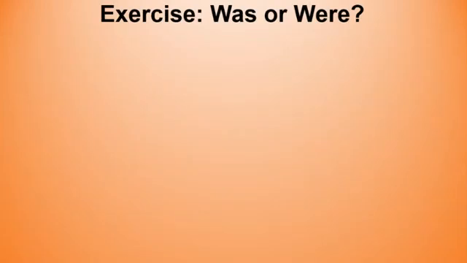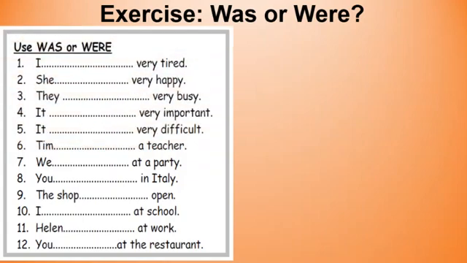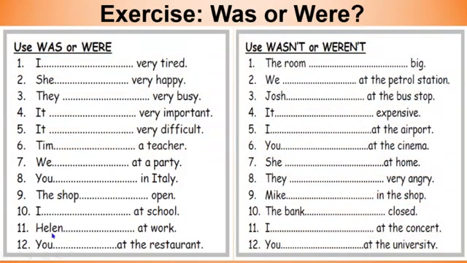Now, here we have the first exercise. Was or were. The first activity, I'm going to do it with you, and the next one is by yourself. You have, for example, use was or were. You have 12 sentences. If your subject pronoun is singular, you have to use was. And if your subject pronoun is plural, we have to use were.